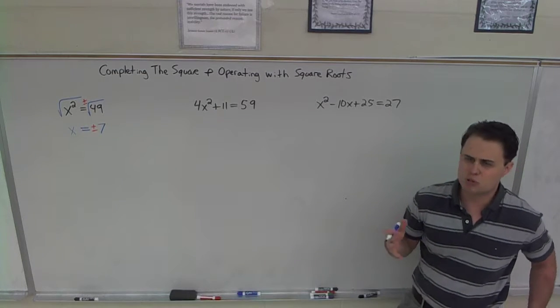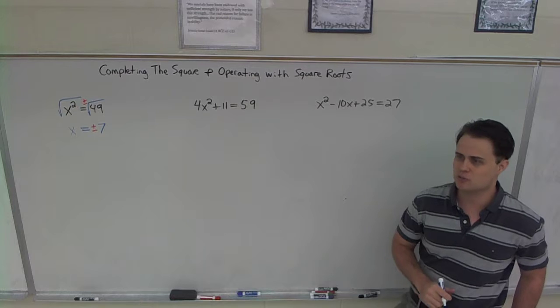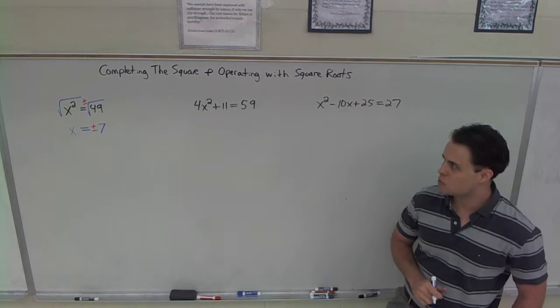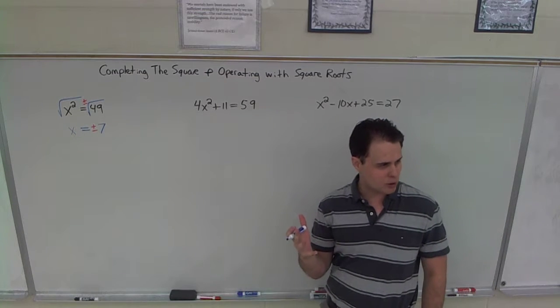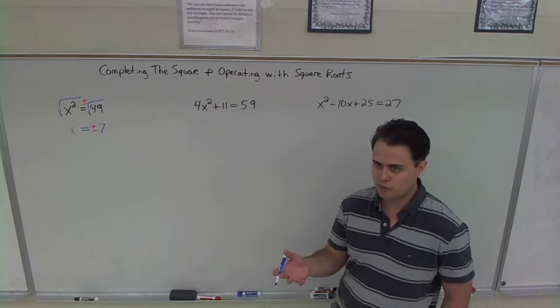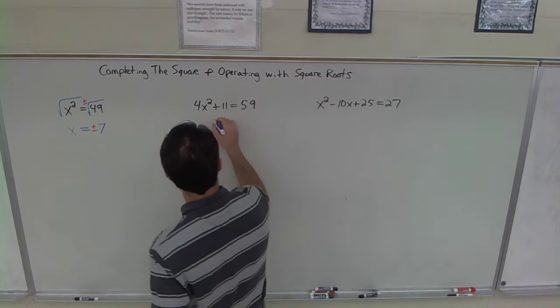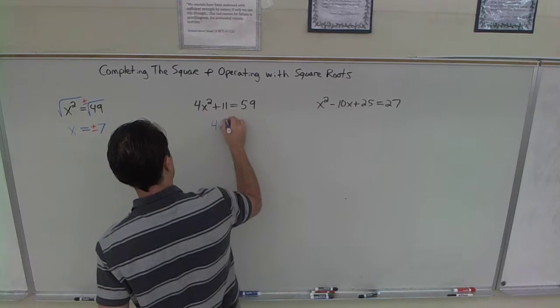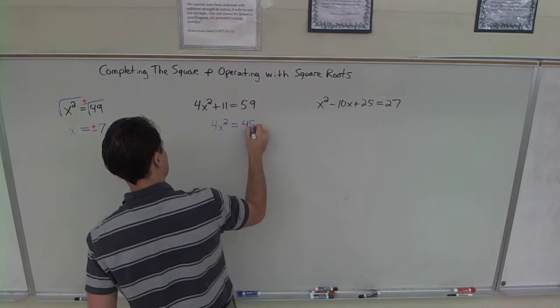Remember, operating by square roots, you're thinking just get x by itself, right? So the first step is subtract 11. It's just like when we did absolute value equations, and it's going to be like that for other equations we do this year. If you're trying to get x by itself, move stuff away from it. So we first get 4x squared equals 48.